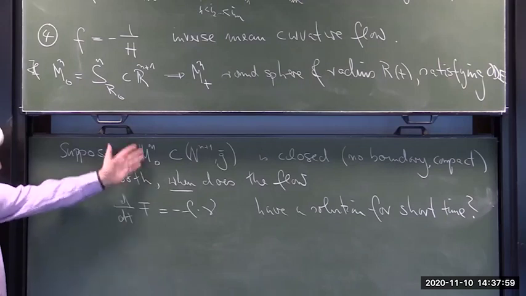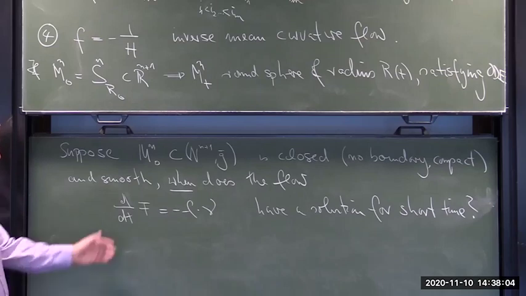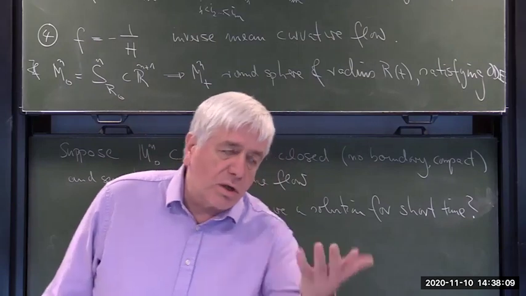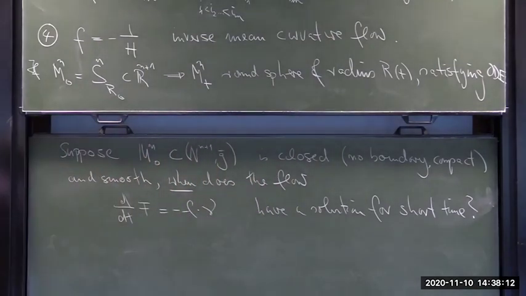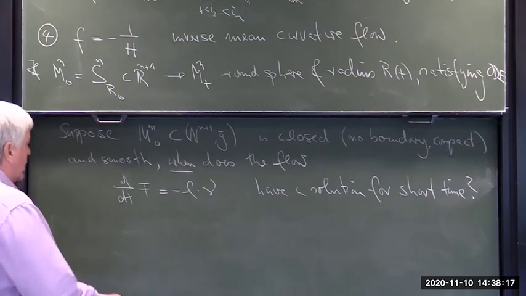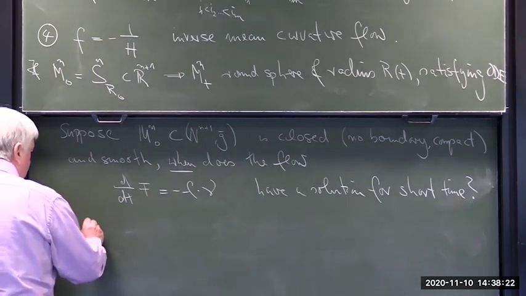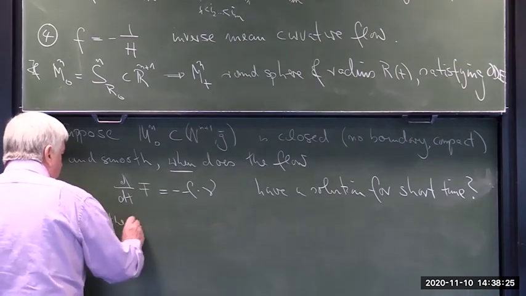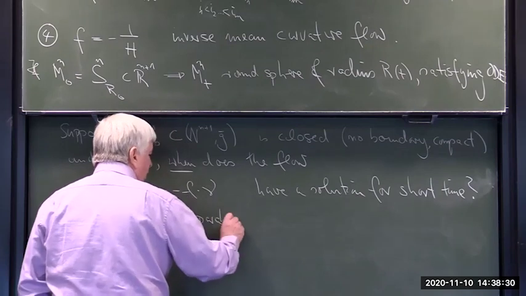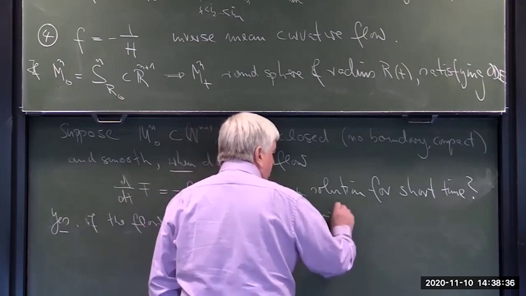So we start with the identity map, embedding this into the ambient manifold, and we want to ask, when do we get at least a short time solution, and hopefully a unique short time solution? So in other words, when can we get this flow started? And the answer is yes, if the flow is parabolic in the right way.